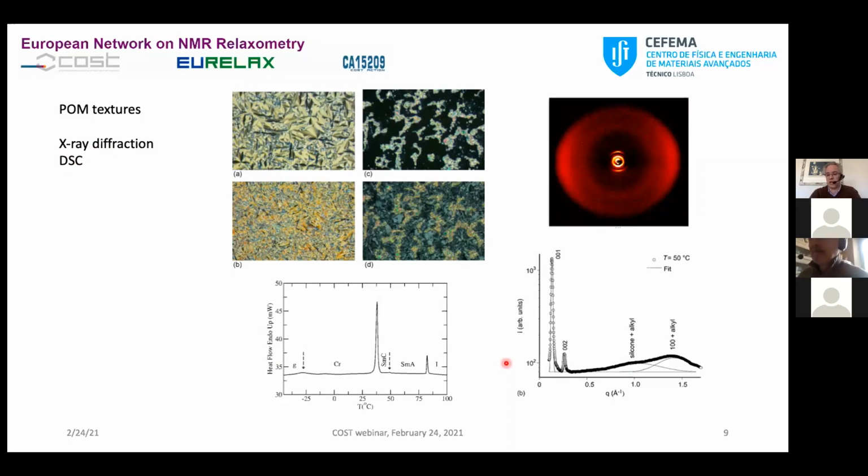And let's say, typically we have an X-ray profile, which has a broad band at the large angles that is characteristic of the lateral distance between molecules. And for liquid crystals with a higher degree of molecular organization, like those presenting smectic A, smectic C, smectic B, etc., all these highly ordered phases, there are some sharp lines here.